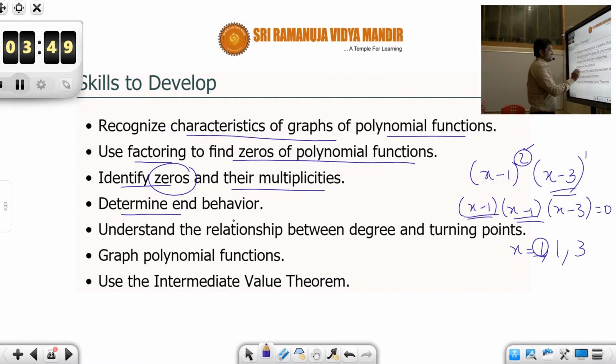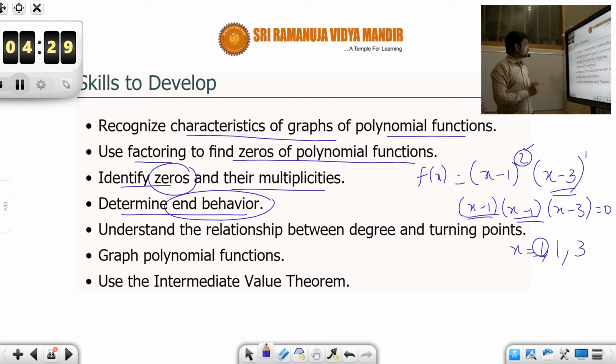And then determine end behavior. What do we mean by determining end behavior? Students, a polynomial expression always consists of a variable x. Now, determining the end behavior means how the graph looks when you keep on increasing x indefinitely to plus infinity, how the wing of the graph looks. Similarly, if you keep on decreasing x indefinitely to minus infinity, how does it look? So these characteristics we'll call the end behavior.